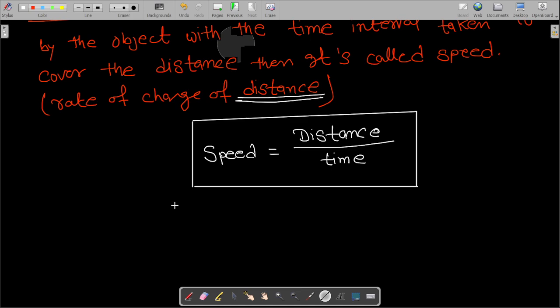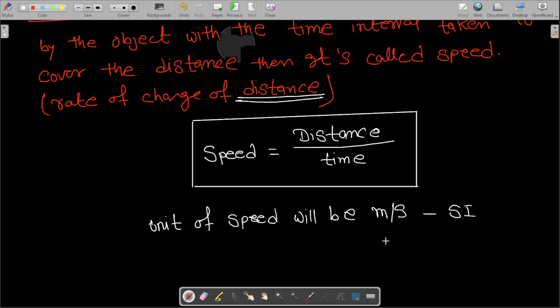Now the unit of speed. What is the unit of speed? Anyone? Sir, meters per second. Meter per second. In SI, and in CGS it would be centimeter per second. Very good.